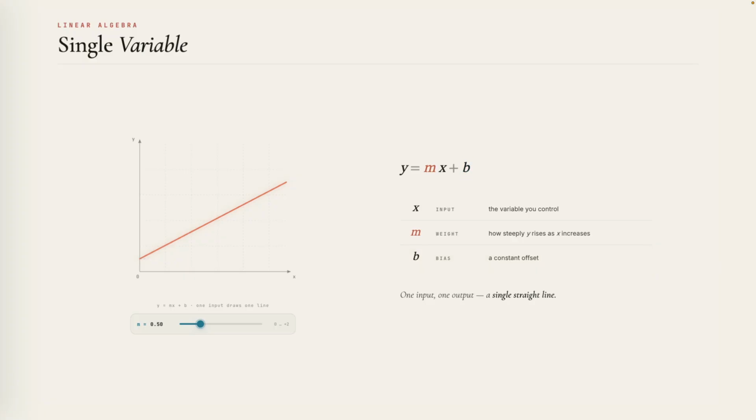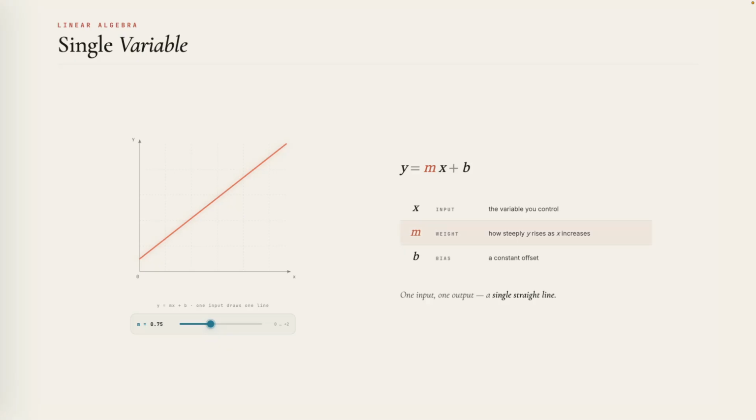And watch what happens as we adjust M. A bigger weight, the line gets steeper. A smaller one, it flattens out. In simple terms, the weight is just rise over run. How much the output changes when the input changes. And that single number captures the entire relationship.